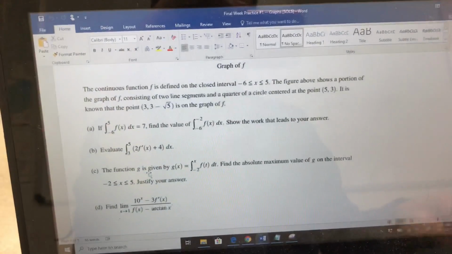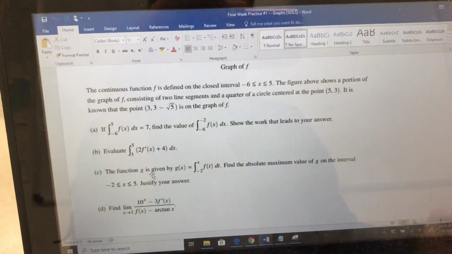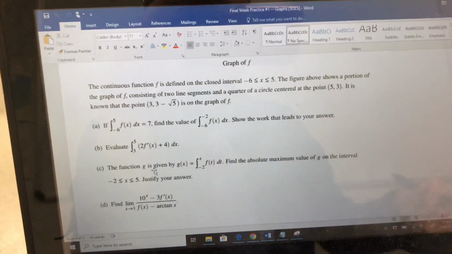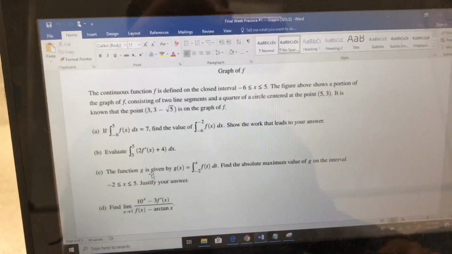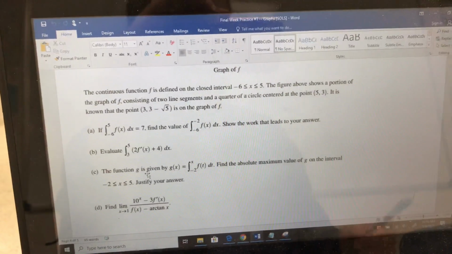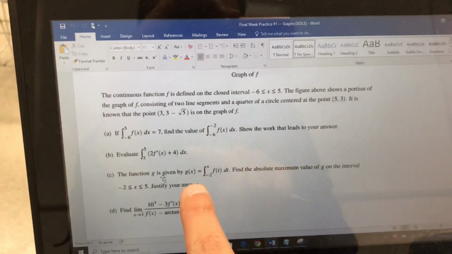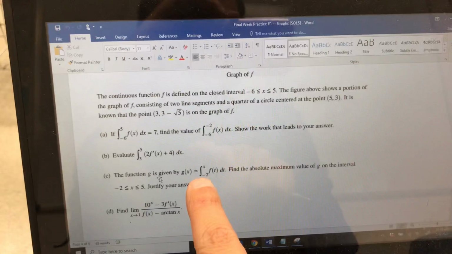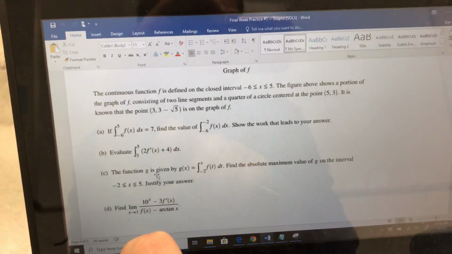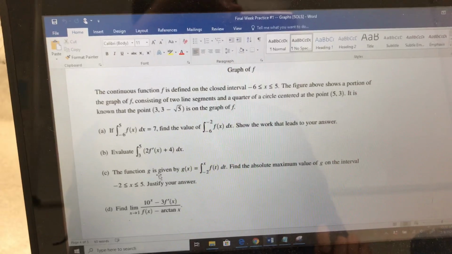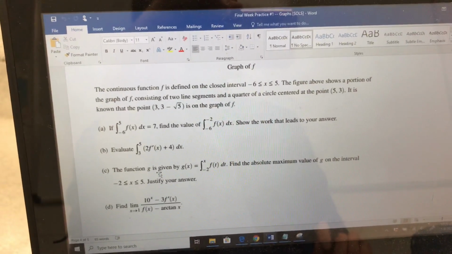Okay, let's go on to part 3. Part 3 says we would like to find the absolute maximum value of g on the interval between -2 and 5. And they give us a new function g. Notice that g is the integral of function f. So for example, if I wanted g of 0, I'd find the integral between -2 and 0. Now, max-min problems. Remember that maximum and minimum values happen at critical values, places where the derivative is equal to 0.